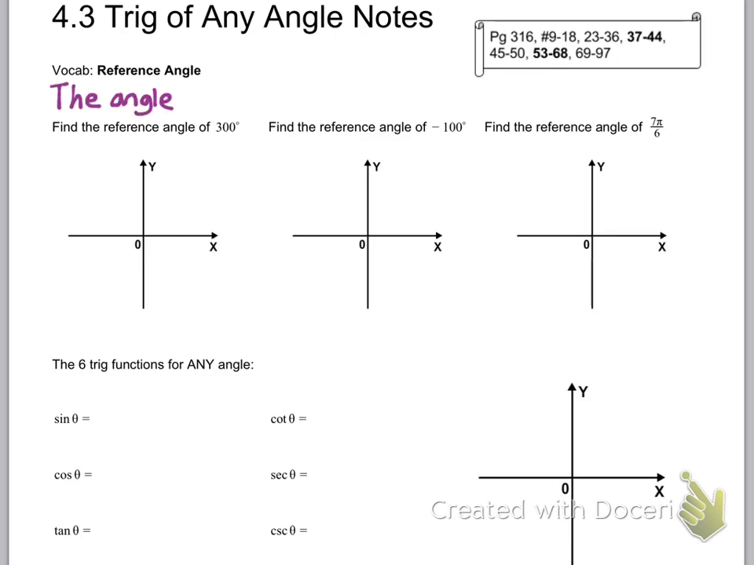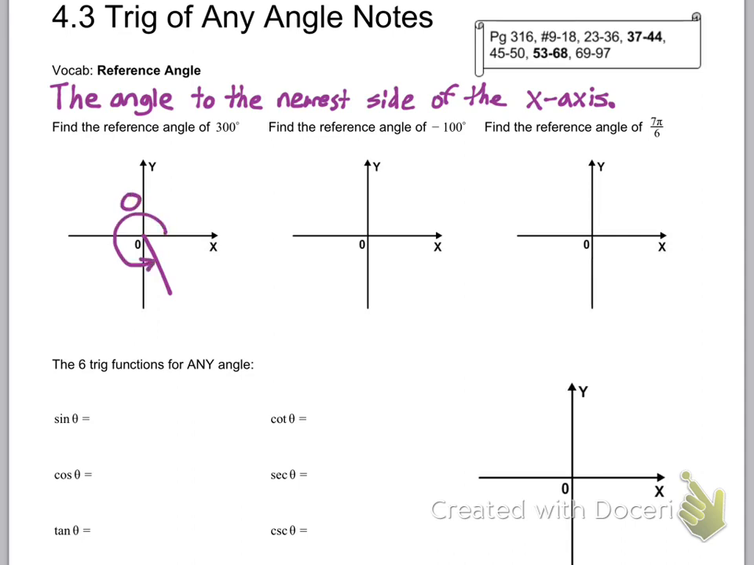So let's get started. First of all, we need to know this new vocabulary word, a reference angle, and that is simply the angle that is to the nearest side of the x-axis. Let me show you some examples because it's easiest to see with examples. So let's say I've got an angle of 300 degrees. The reference angle is to the nearest side of the x-axis. That's the positive side in this case. So the reference angle right there would be 60 degrees.